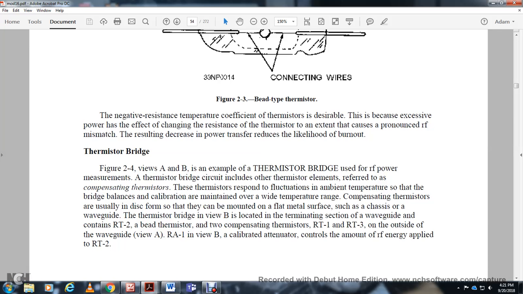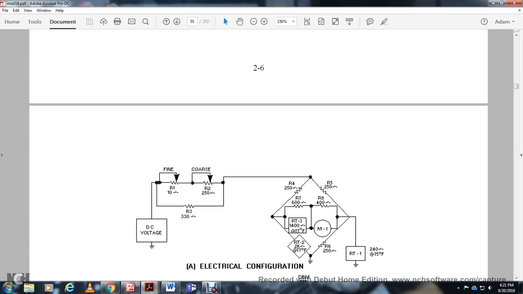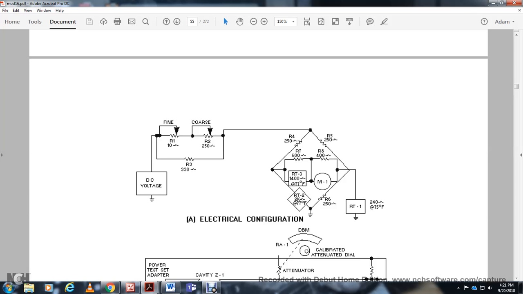Thermistors RT1 and RT3 are on the outside of the waveguide, whereas RA1 is the calibrated attenuator to control the amount of radio frequency energy applied to RT2, the bead thermistor. Then the DC voltage control: resistor 1 is 10 amps 250 volts, the adjustable resistor 3 is 330 ohms, connected in series-parallel, then leading to its own rectifier bridge, with resistors 3, 4, 5, 6 and 7, the thermostatic thermistors 1 and 2, and motor 1.